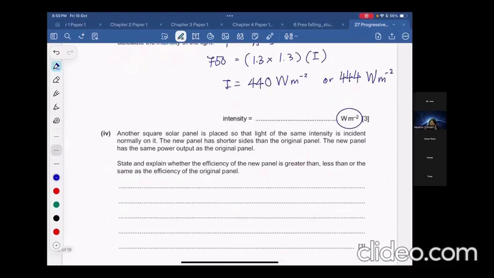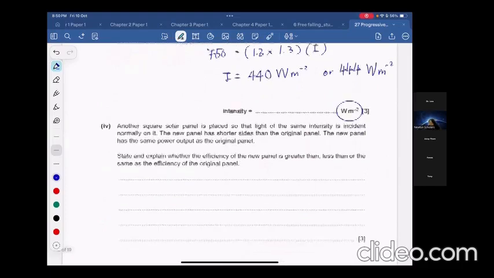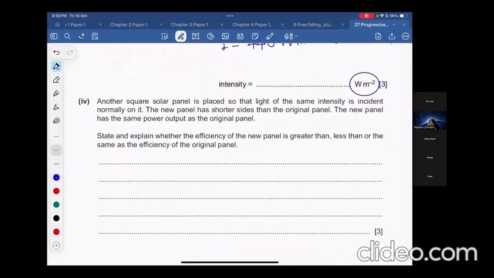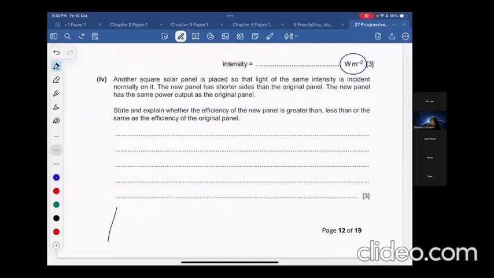Another square solar panel is placed. This one is quite a challenging question. Now you have to think. Another square solar panel is placed so that light of the same intensity is incident normally on it. The new one has a shorter side. Let's say just now we got 1.3 times 1.3. Now they tell you that we got a new one, but the new one maybe is only like 0.6 meter, which is smaller. But they both are receiving the same intensity.